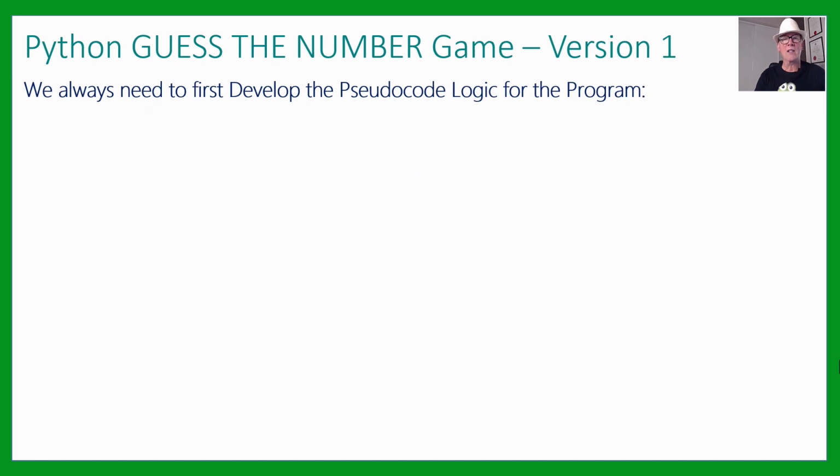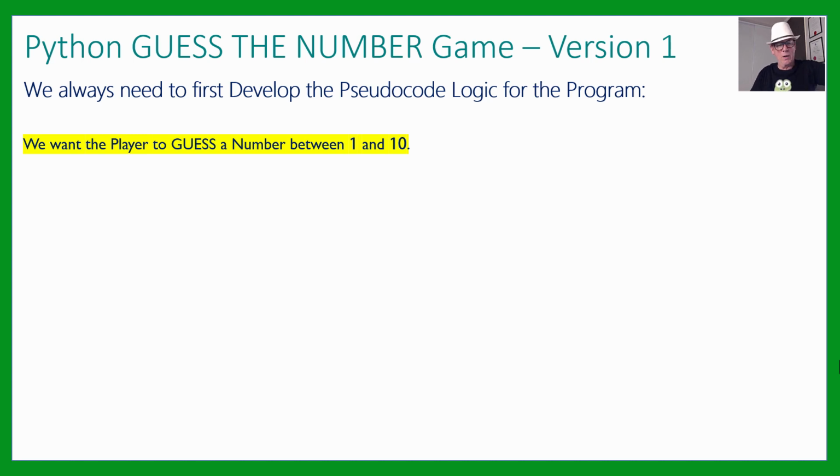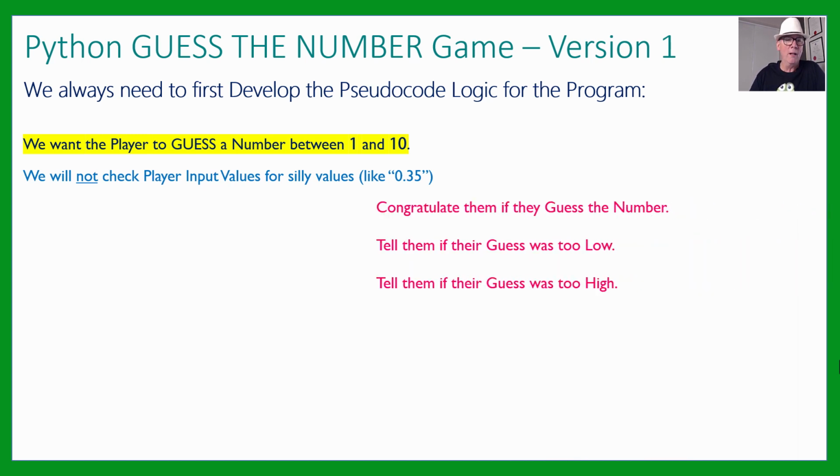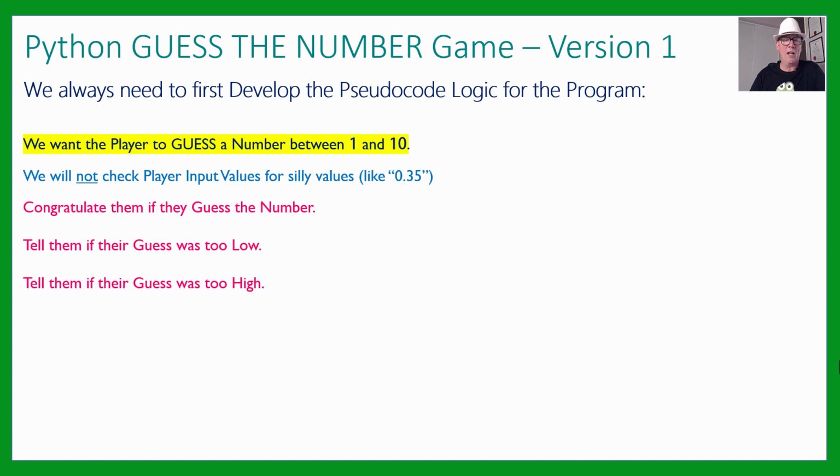So for version 1, the simple version where we start off our Agile, laying the foundations, is where we want the player to guess a number between 1 and 10, but we're not going to check the player's input. Like, the player could be silly and like a Homer Simpson and type in 0.35. Well, we won't worry about that. We just assume they're smart and they're going to type in a whole number. And we'll congratulate them if they manage to guess the number. We'll tell them when their guess is too low, and we'll tell them if their guess was too high. So they only get one guess.